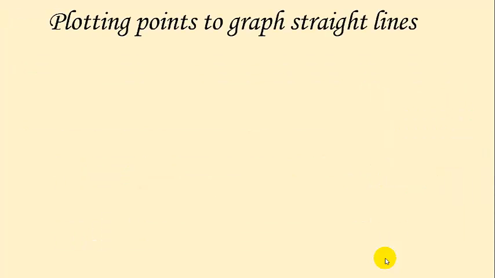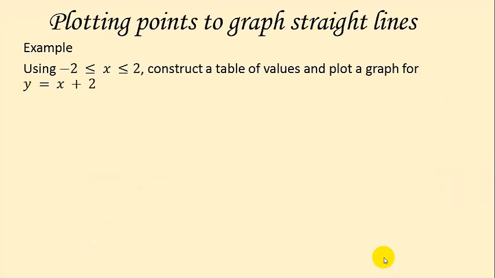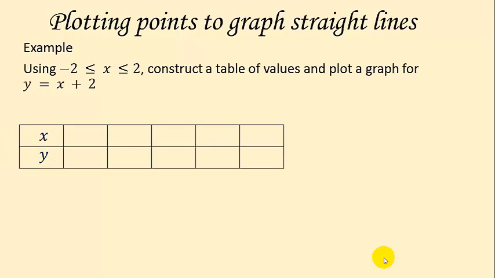We're going to plot points to graph straight lines. Using x between -2 and 2, construct a table of values and plot a graph for y equals x plus 2. So the rule is y equals x plus 2, draw up your table of values. We have the x in the top, y in the bottom. Because it's between -2 and 2, we're going to put -2, -1, 0, 1 and 2 and find the relative y values. When you substitute those x values into that rule, you get the y value.